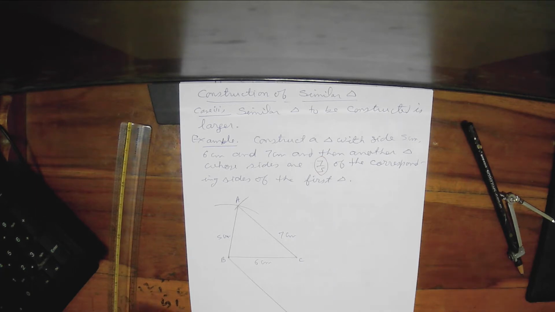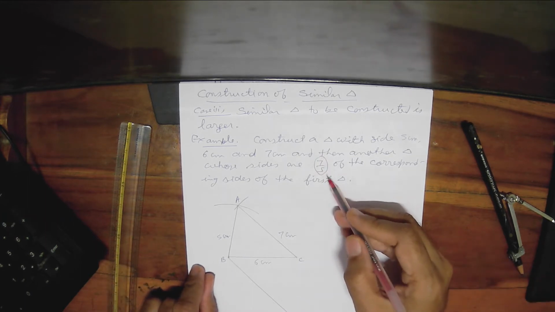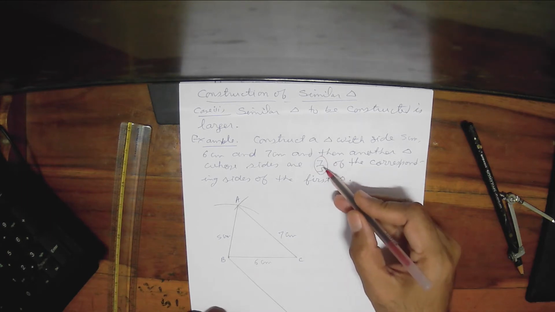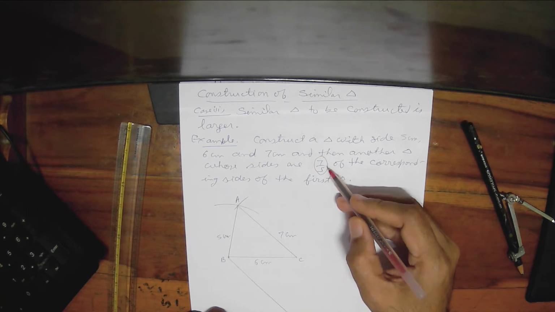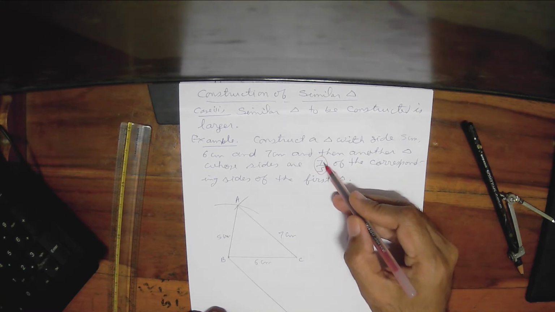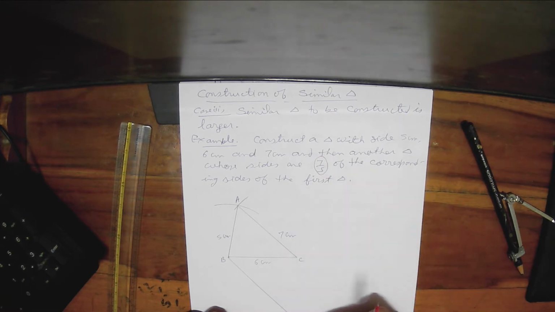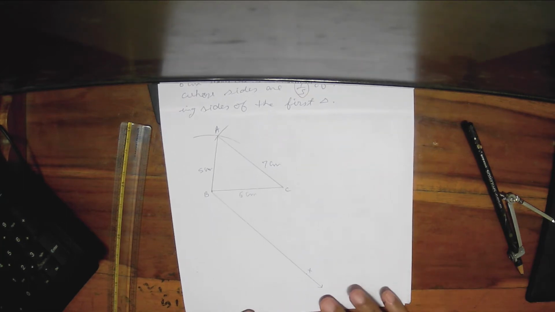Whenever you are constructing similar triangles, whether smaller or larger, the fraction given to you may be proper or improper. In that you have to see which number is bigger, the numerator or the denominator. Here the numerator is 7 and the denominator is 5, so 7 is bigger than 5. So on ray BX we will draw 7 equal parts of any length you can take.